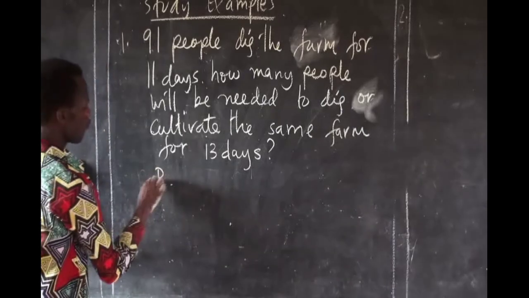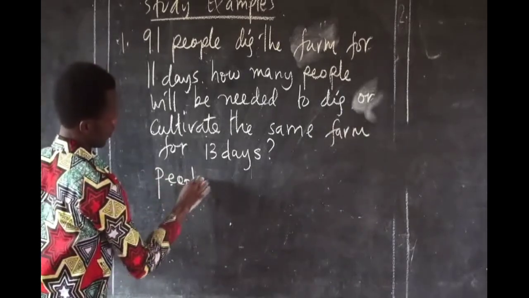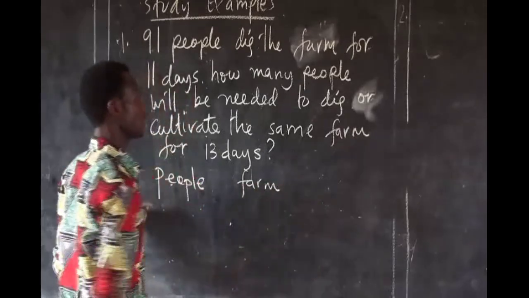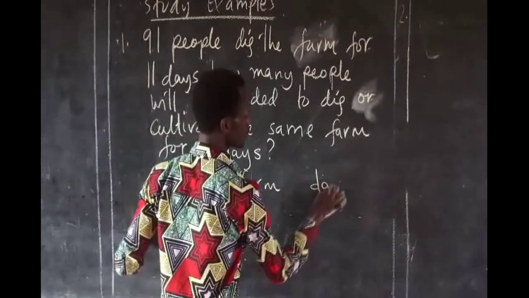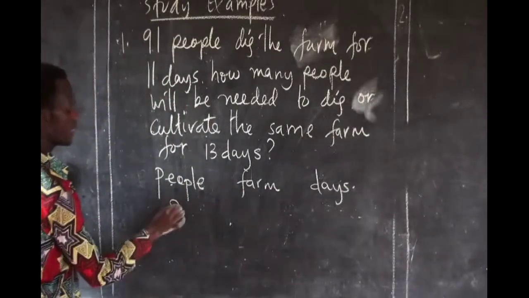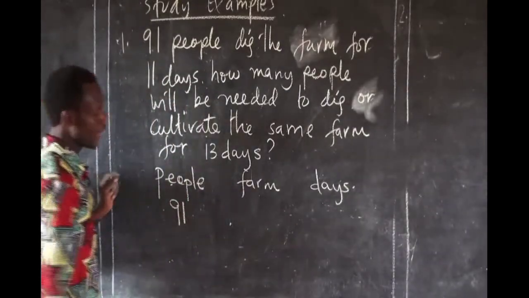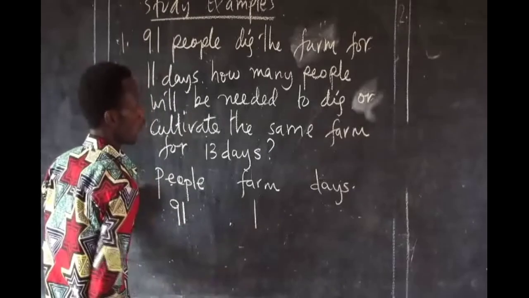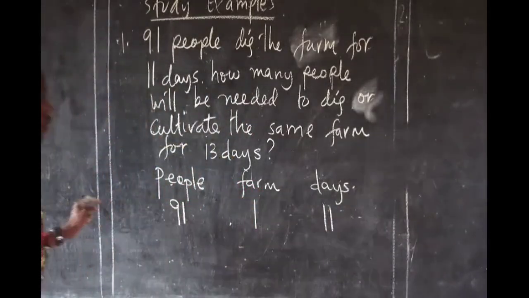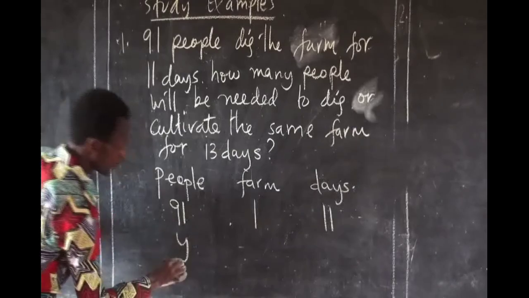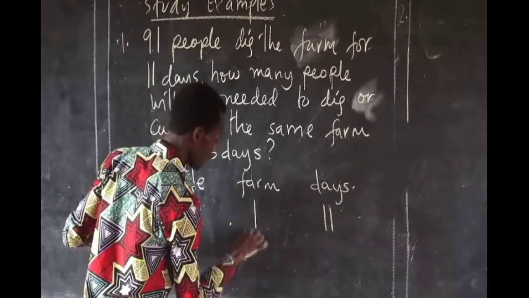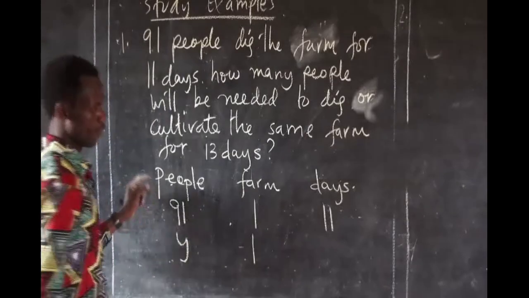Here we just have people. We just have farm. And we just have days that were used to cultivate that farm. We've been told 91 people cultivated one farm for 11 days. So how many people will be required to cultivate the same farm for 13 days?